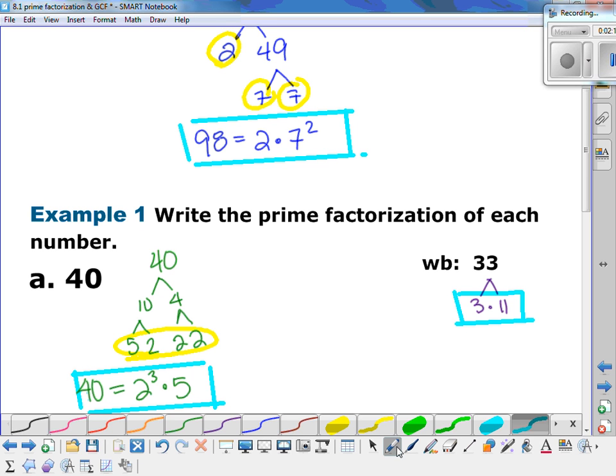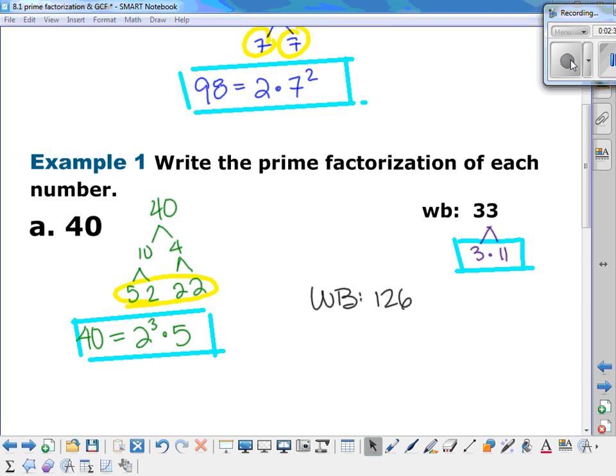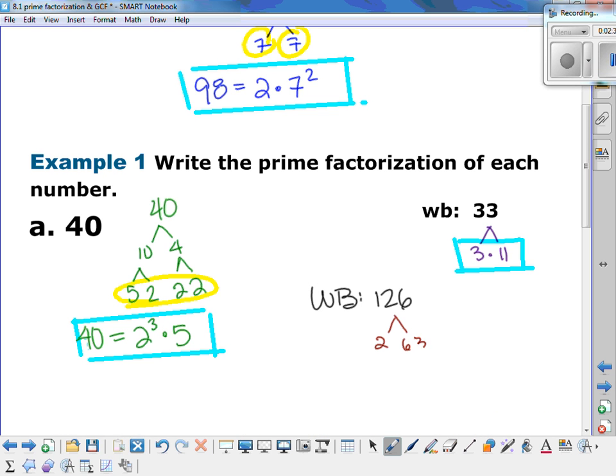All right, let's do one that's a little bit more challenging than that one. On your whiteboards, factor 126. Well, it's an even number, so what should you start with? 2, and go from there. Okay, so when you guys divided that by 2, what'd you get? 63, which is 7 times 9, which is 3 times 3. So 126 ends up equaling 2 times 3 squared times 7.